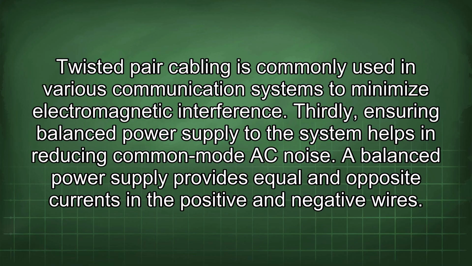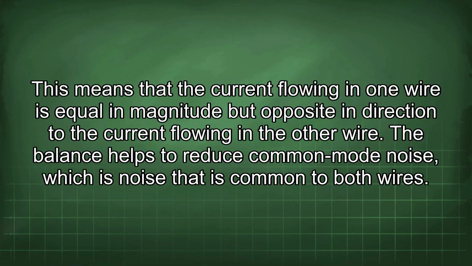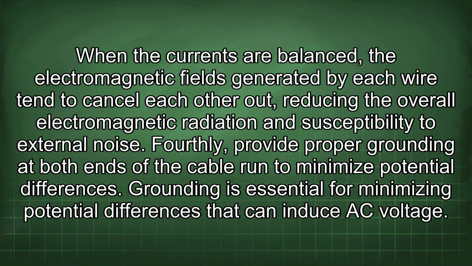Thirdly, ensuring balanced power supply to the system helps in reducing common mode AC noise. A balanced power supply provides equal and opposite currents in the positive and negative wires. This means that the current flowing in one wire is equal in magnitude but opposite in direction to the current flowing in the other wire. The balance helps to reduce common mode noise, which is noise that is common to both wires. When the currents are balanced, the electromagnetic fields generated by each wire tend to cancel each other out, reducing the overall electromagnetic radiation and susceptibility to external noise.